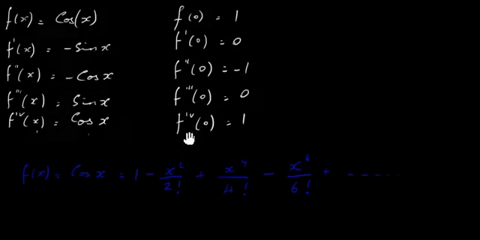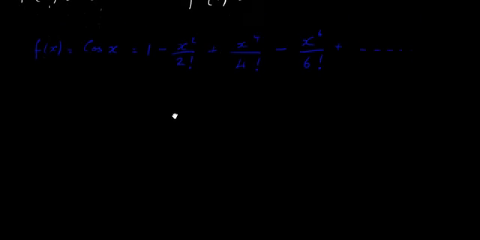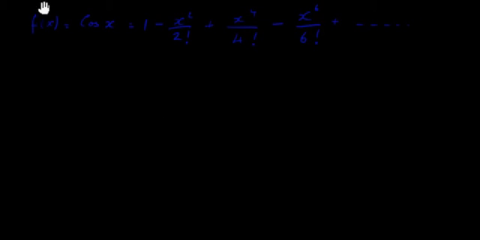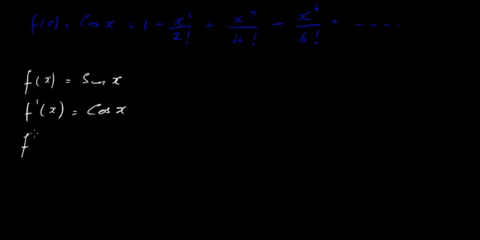Okay, so now I'm going to do sine of x. So let's work that out. I'm going to do my function here, f of x, is equal to sine of x. So again, I've got to work through a few derivatives here. First derivative, sine of x is going to be cosine of x. Second derivative, it's going to be minus sine of x.